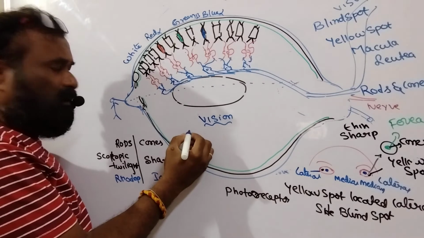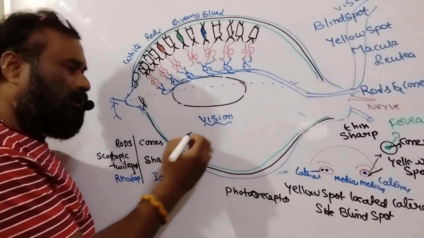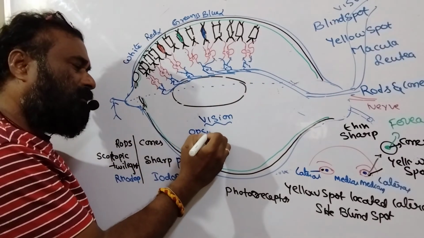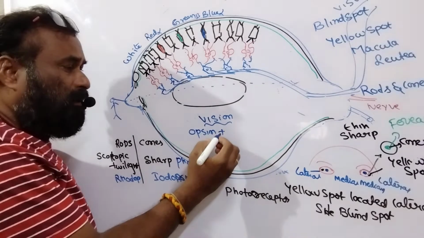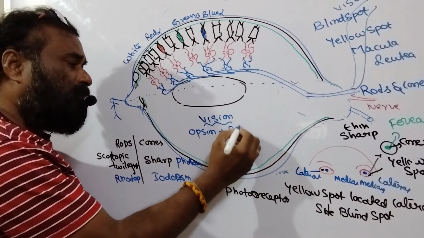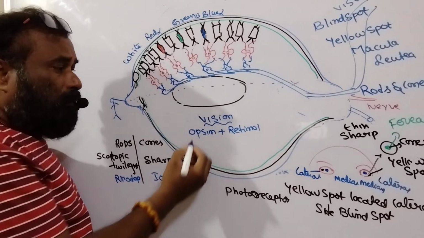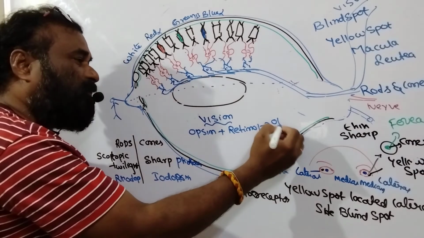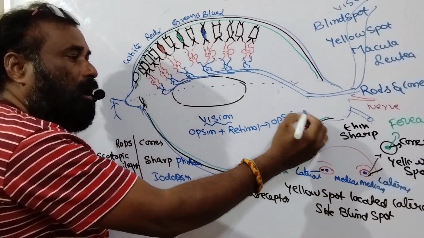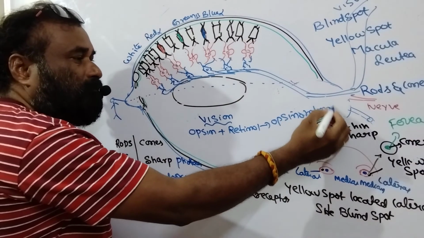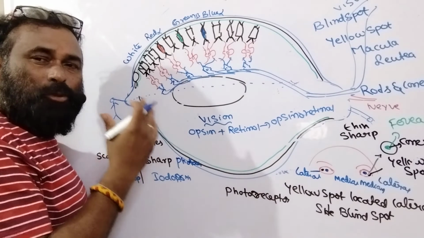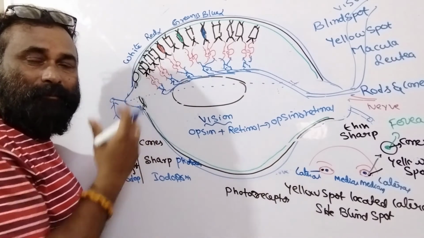Concerning vision, when I close my eyes, the opsin protein and the retinol, both get together to form opsinoretinol. And at that time no action potentials are conducted.